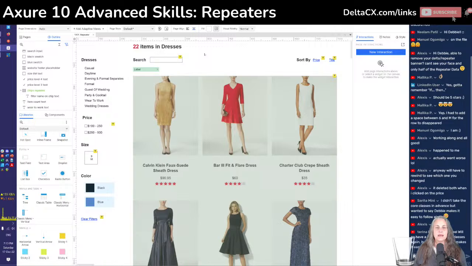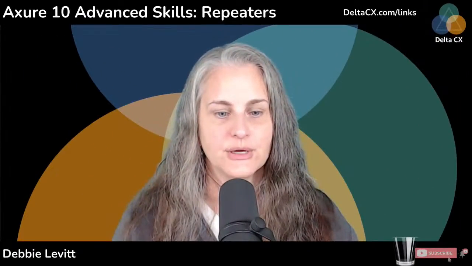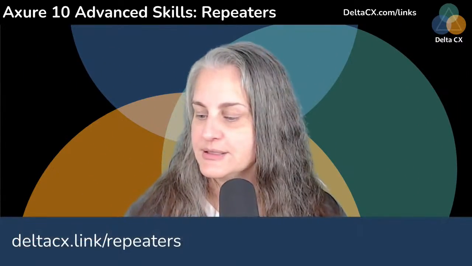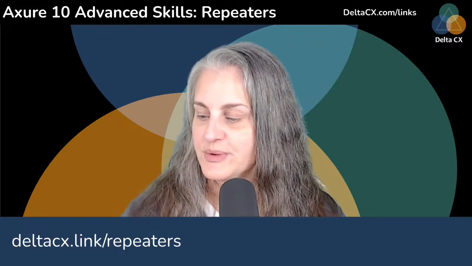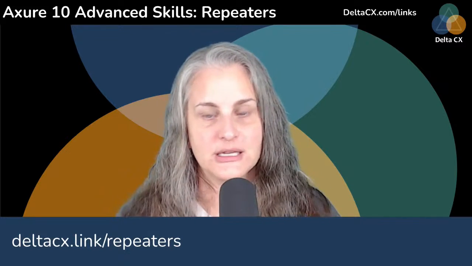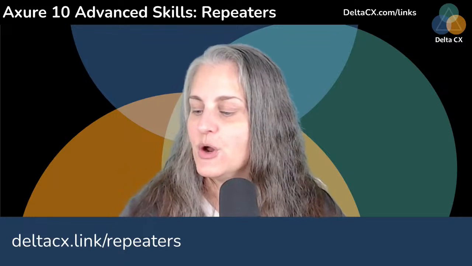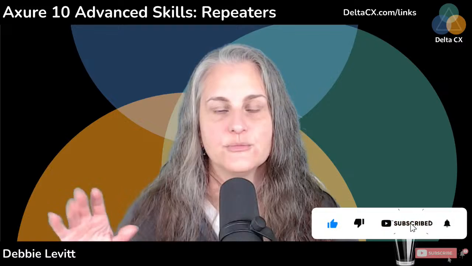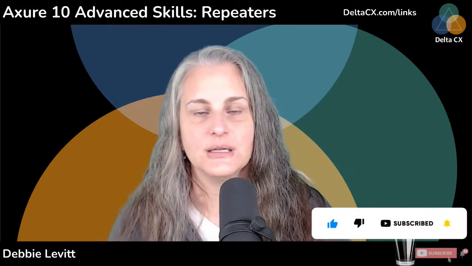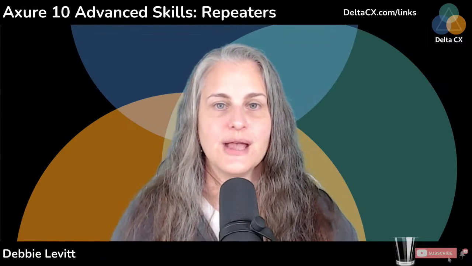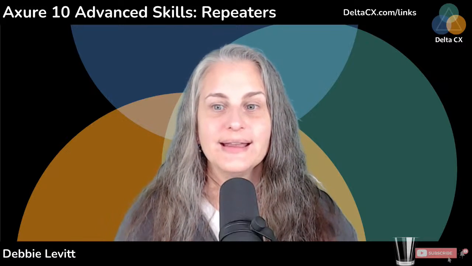But what I would say is just download a clean copy of the file, and I'll put it back up on the screen. Remember, you can download a clean copy of the file at deltacx.link/repeaters. You can always download that as many times as you want or do a save as. And that way you can mess with it. You can try different things. But remember, you can also take a brand new Axure file, drag out a repeater, start putting stuff in it. You know, you can't cause too much damage. It's worth trying and practicing.